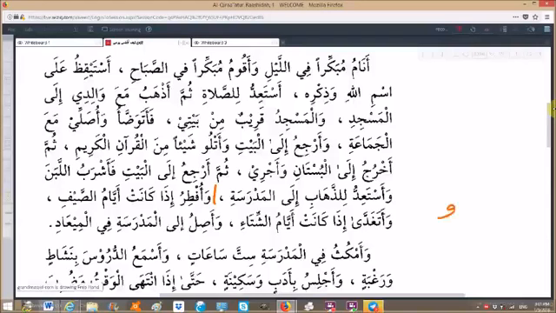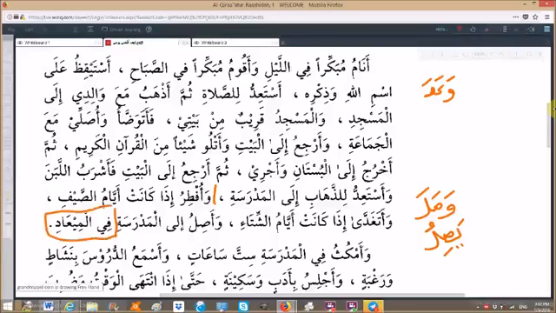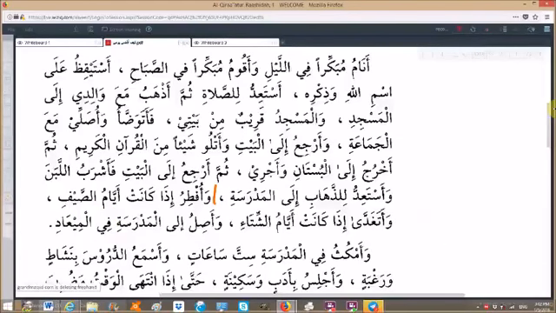وأصل. أصل from wasala, wasala yasilu, meaning to arrive. وأصل إلى المدرسة في الميعاد. Mi'ad comes from wa'ada, which is to promise. Mi'ad means an appointed or a fixed time. Fil mi'ad means I arrive at the madrasa on time or punctually, right? I don't arrive mutaakhiran, I don't arrive late, and I don't arrive mubakkiran, I don't arrive early. I arrive fil mi'ad, I arrive on time.